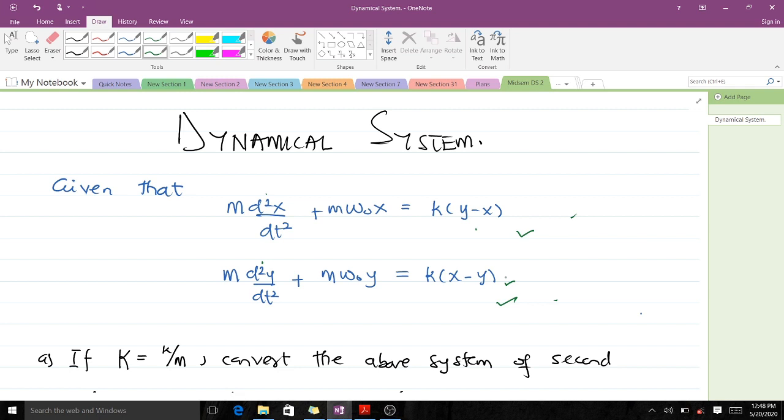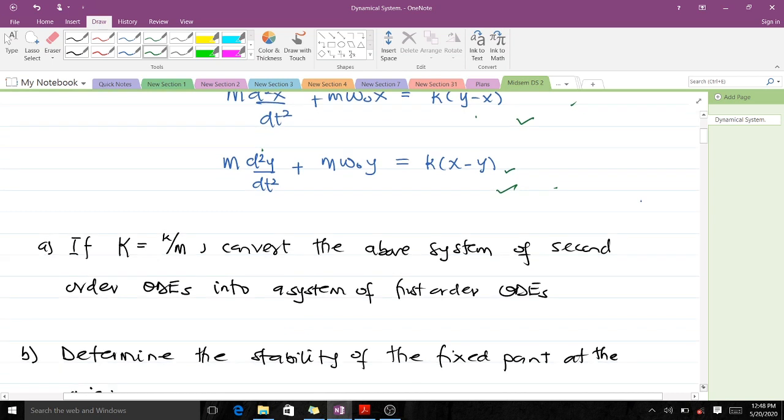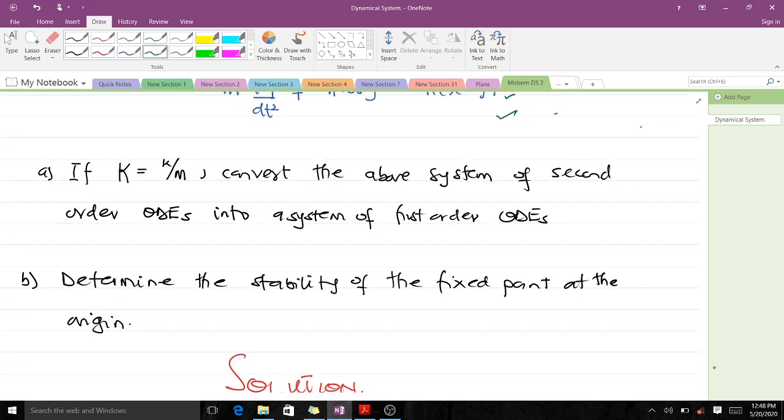The first part of the question says that if capital K is equal to small k over m, we are to convert the above system of second order ODEs into a system of first order ODEs. And the second part of the question says we are to determine the stability of the fixed point at the origin. So we try to go through the solution.